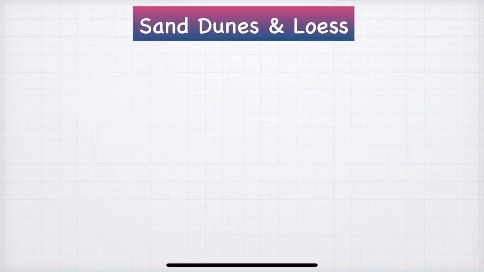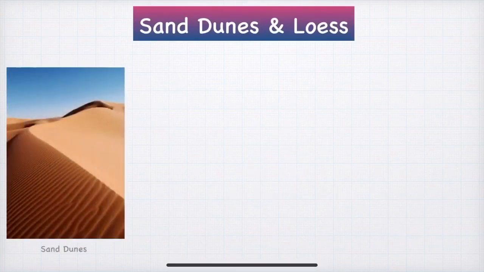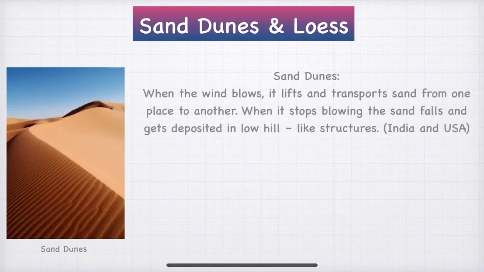Next, we have sand dunes and loess. When wind blows, it carries particles of sand along with it, and when it stops blowing, the sand falls and gets deposited in a low hill-like structure. Like we saw in erosion, winds carry particles of sand, and when the wind stops blowing, the particles drop, and so one particle, two particles, and millions of particles drop, and they get deposited in a hill-like structure. These hill-like structures are called sand dunes, and they are generally found in India and the United States of America.